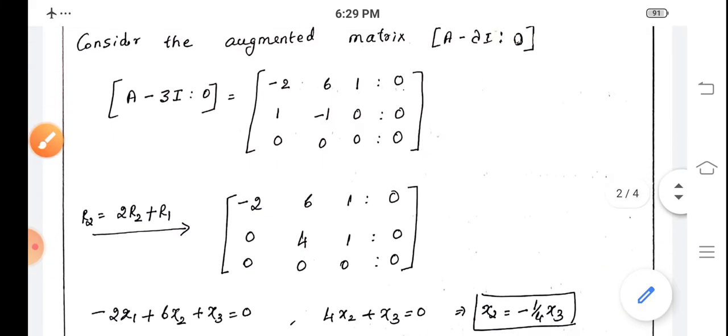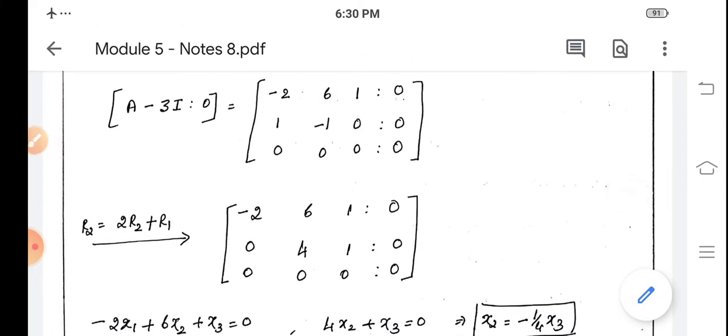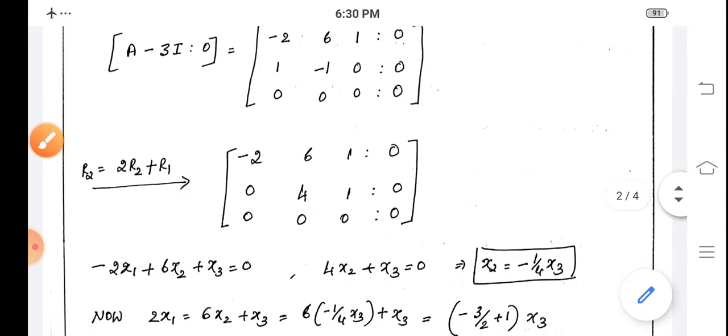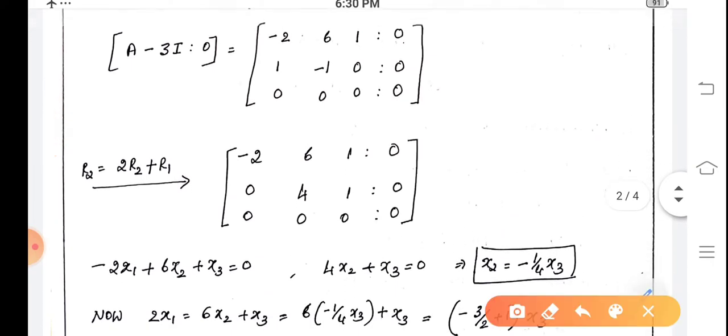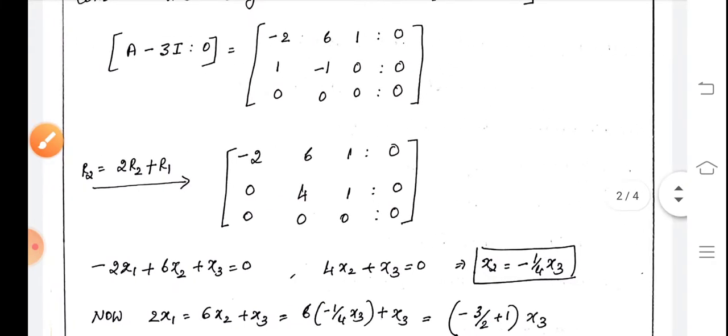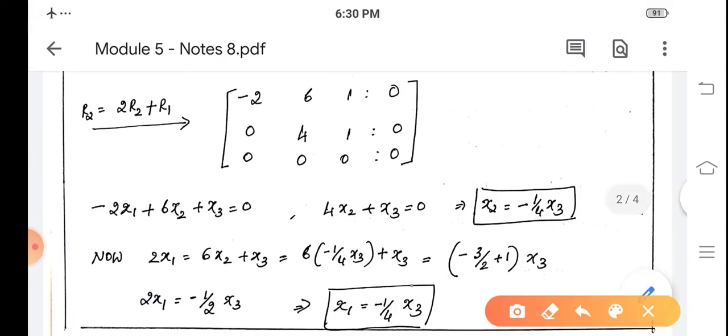So now we are reducing it to echelon form by writing row operation. We require row operation for the second row. The row operation is R2 equal to 2 times R2 plus R1. So using this row operation, we are getting augmented matrix minus 2, 6, 1, 0, 0, 4, 1, 0, 0, 0, 0, 0. Now this is in echelon form. And here the pivot elements are minus 2 and 4.